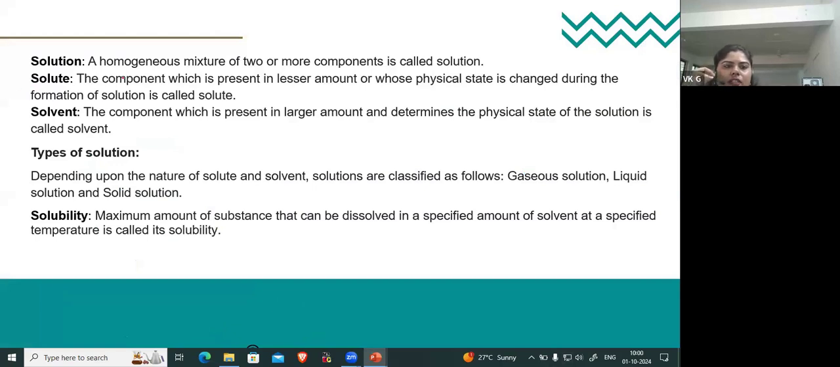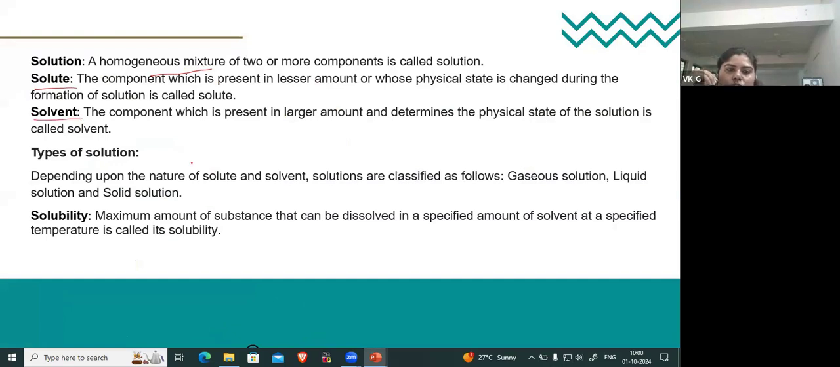So we have been discussing what is a solution, that is a homogeneous mixture of two or more components. You have taken an example of salt and water, and salt is said to be the solute, you understood. Then water is said to be the solvent, we understood.